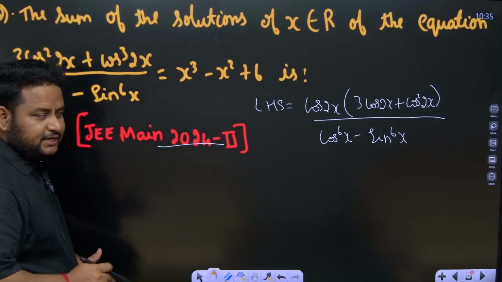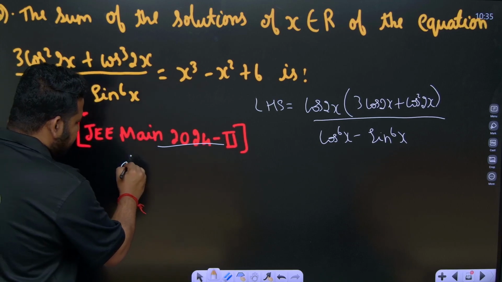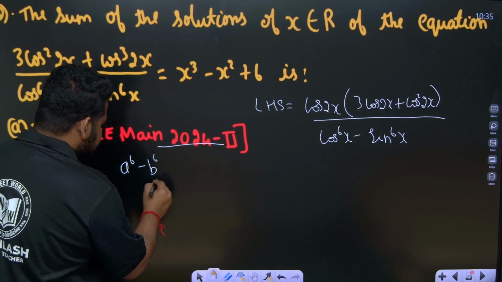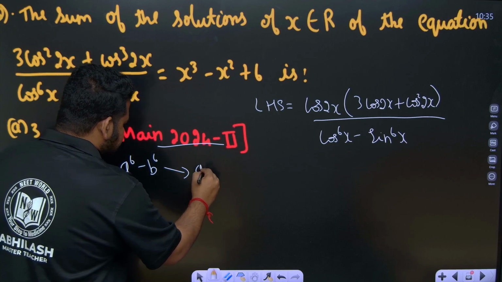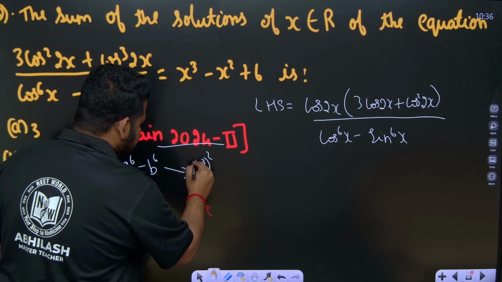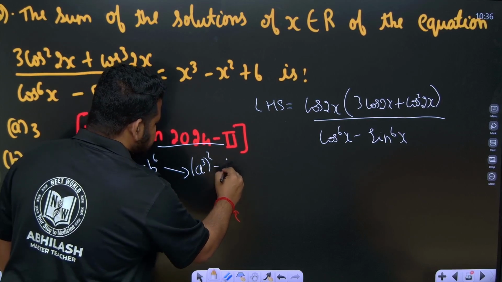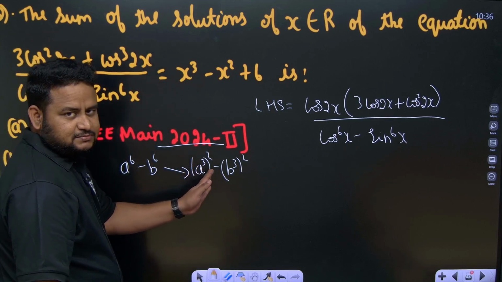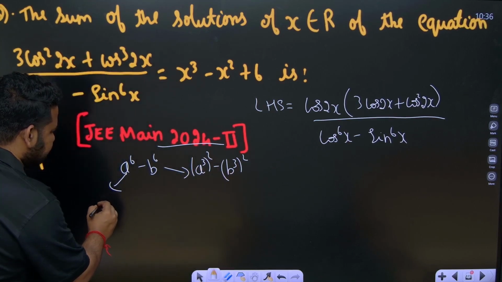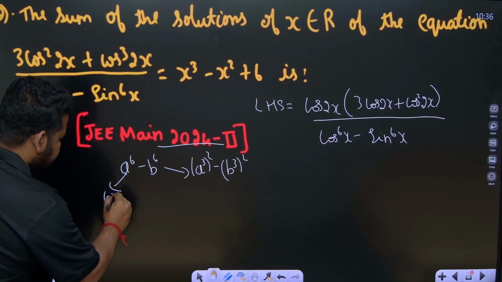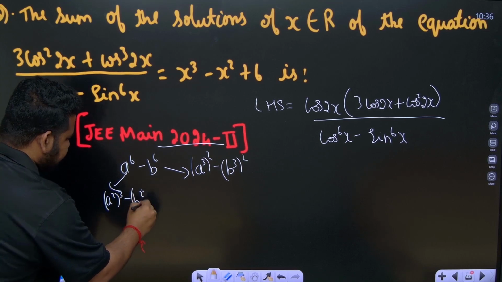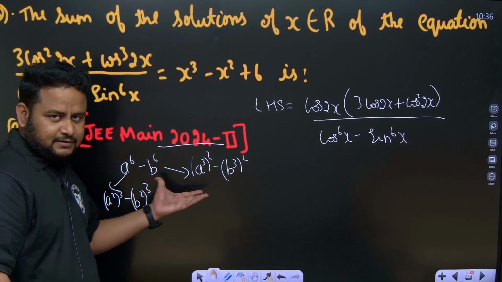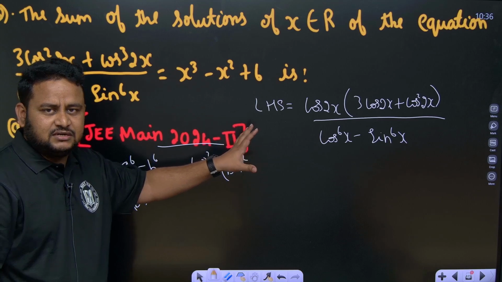So first of all, before going to that, see here, if you have a power 6 minus b power 6, there are two ways you can write it. You can write it as a cube to the power of 2 minus b cube to the power of 2, or you can write it as a square to the power of 3 minus b square to the power of 3. Whichever you take should help you in simplifying the equation easily.